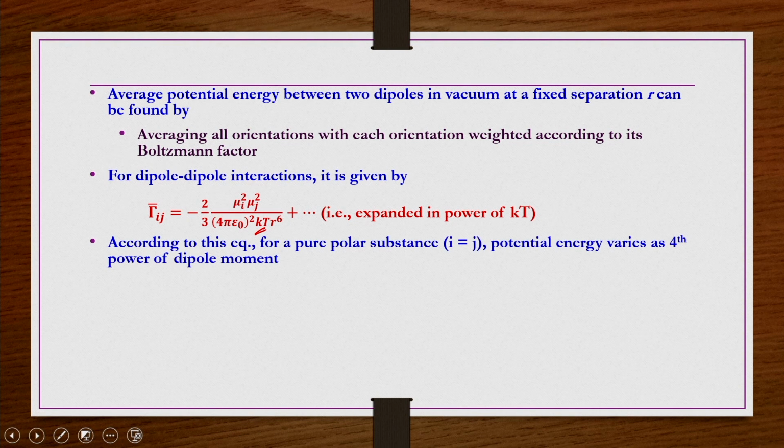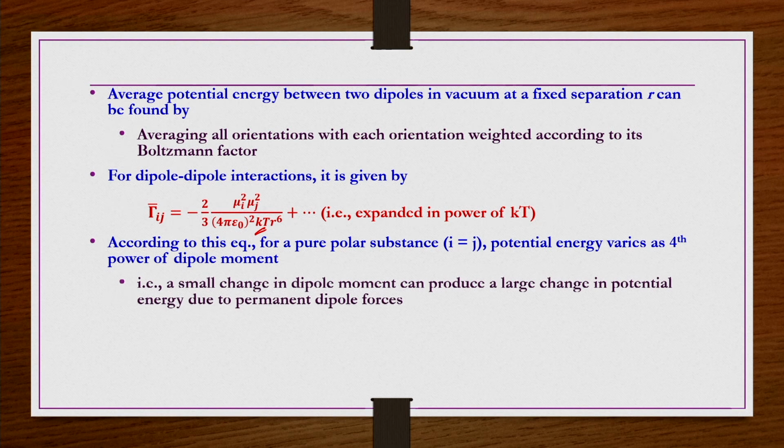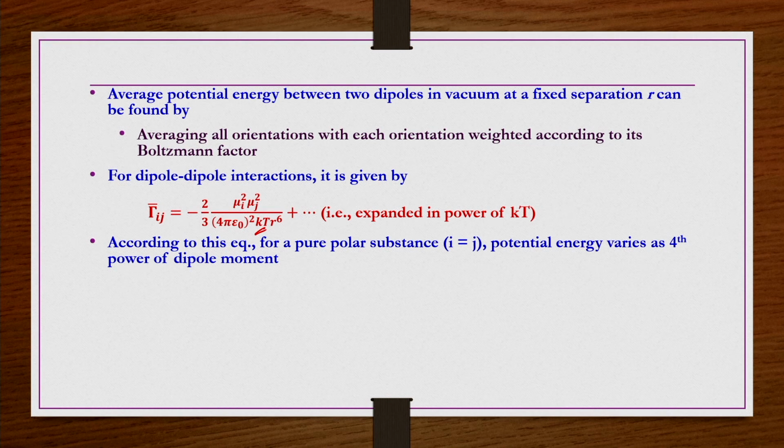Okay. So, according to this equation, for a pure polar substance, that is if i equals j, what happens to the potential energy? It becomes proportional to mu i power 4, that is, the potential energy varies as the 4th power of the dipole moment if i equals j.